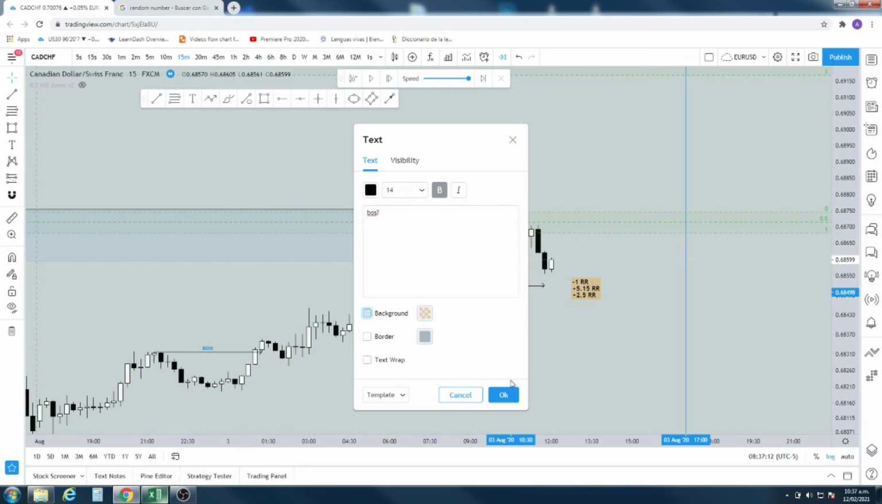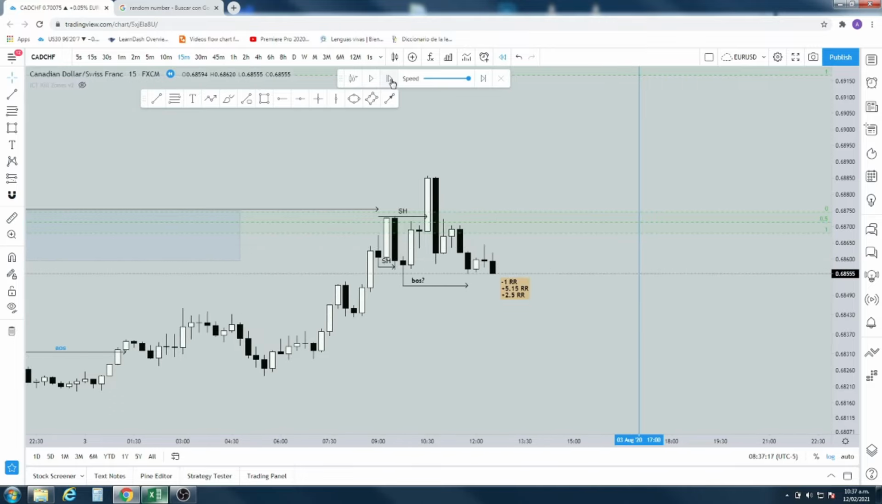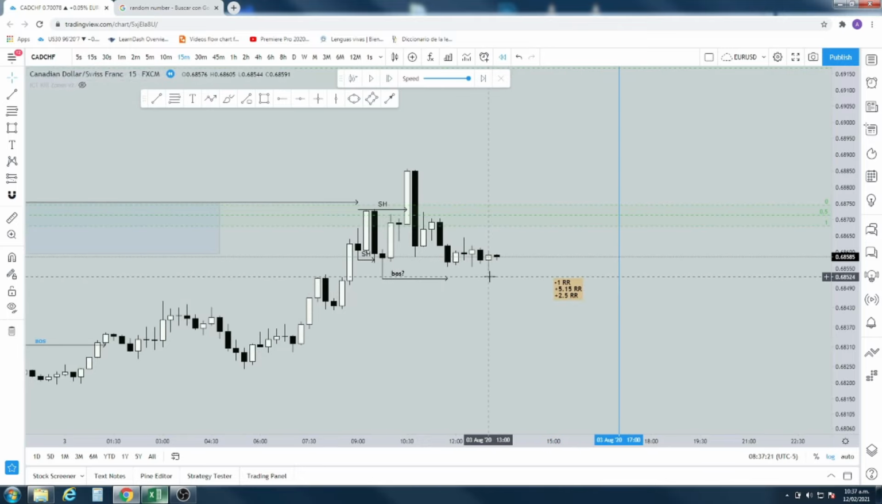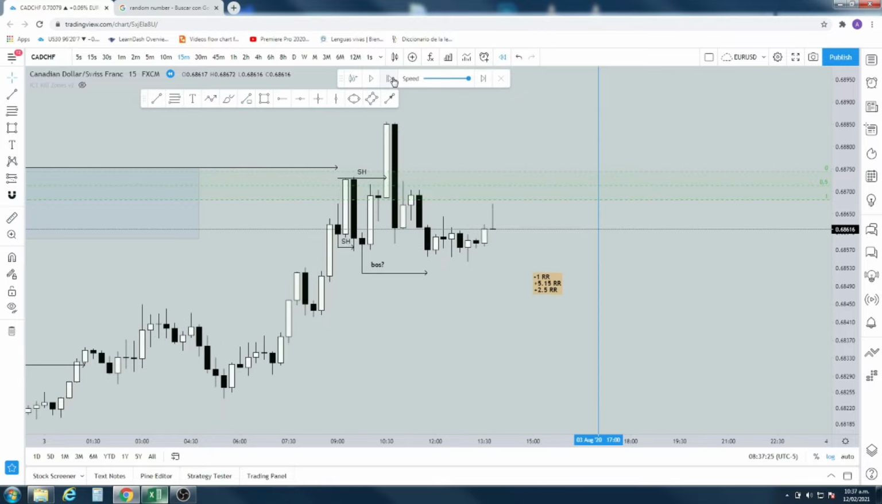As we just stop hunted an old high and filled an old void, I would love to look for a potential retracement if we have a clear break of market structure from this low. So I'm going to wait for this low to be broken and then look for a shorting opportunity.